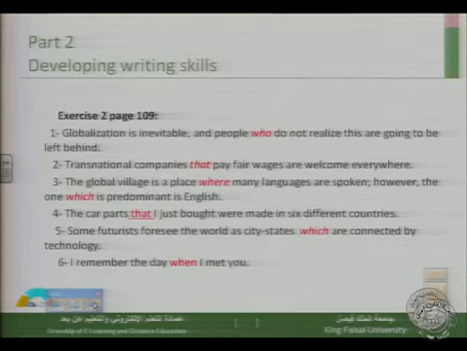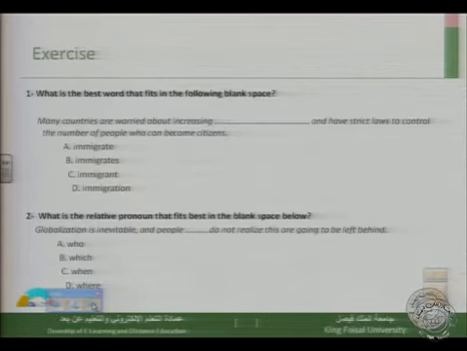And this is an effect of globalization. The world is now like many states which are connected together through technology. Number 6, I remember the day when I met you. Here we speak about the time. The day is time, so we use when. Okay, this is the end of chapter 6. In the next part, I am going to do an exercise with you, an exercise which will prepare you for the exam.